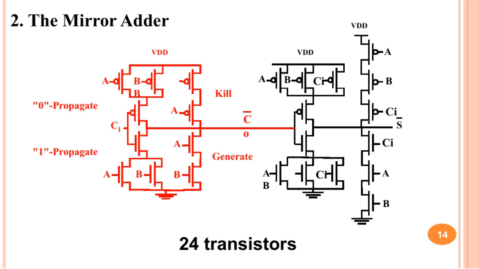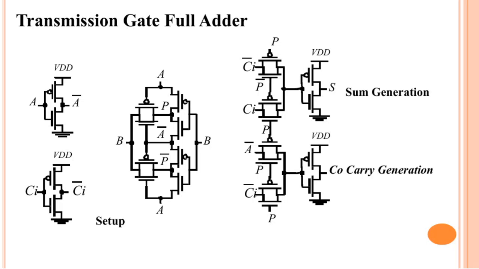This design effectively uses transistor configurations to perform the addition operation. The mirror adder specifically employs 24 transistors to accomplish this, which is relatively efficient. By mirroring parts of the circuit, it maintains balanced paths for signals, improving speed and reducing delay. Understanding how kill, generate, and propagate signals interact within this transistor layout is crucial to grasping the mirror adder's function and performance benefits. Here we have a transmission gate full adder circuit.